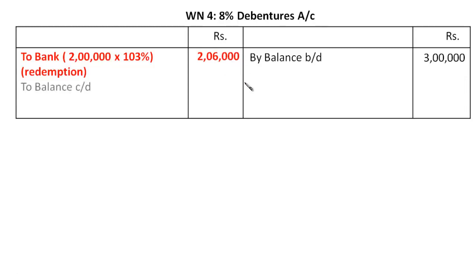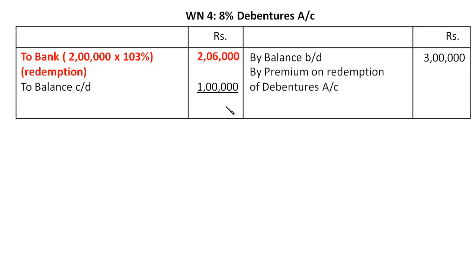We'll account that also. But before that, we know what is the closing balance. Yeah, closing balance is 1 lakh. So we'll take the total on the higher side, which is 3 lakh 6,000. So 3 lakh 6,000, if you take here, the total here also will be 3 lakh 6,000 minus 3 lakh. That 6,000 is nothing but premium on redemption of debentures. So we'll capture them here, 6,000. So the total is 3 lakh 6,000 both sides.